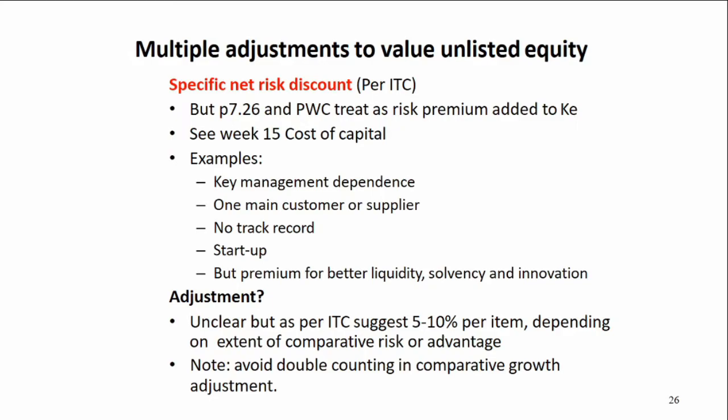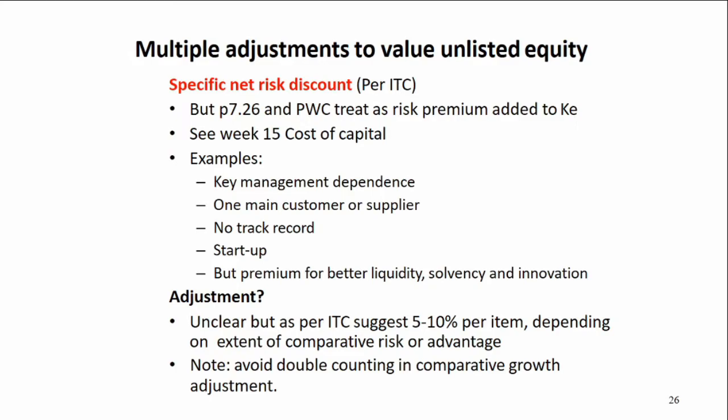If we move on to other risk factors that need to be adjusted for, often the question will give you specific indicators that there is a specific risk that needs to be discounted. If we look at sources such as our textbook on page 26 in chapter 7, both the textbook and the PwC survey adjust for these specific risk factors by adjusting equity as opposed to the multiple. But we'll have a look at that in more detail in chapter 15 when we look at cost of capital.